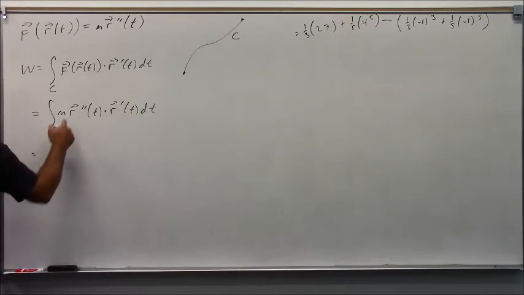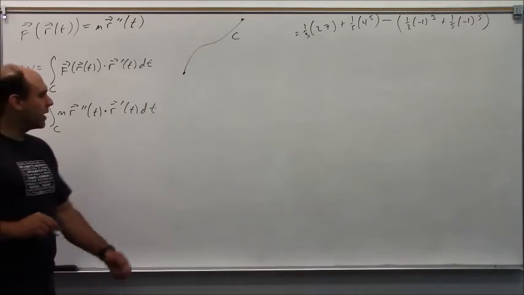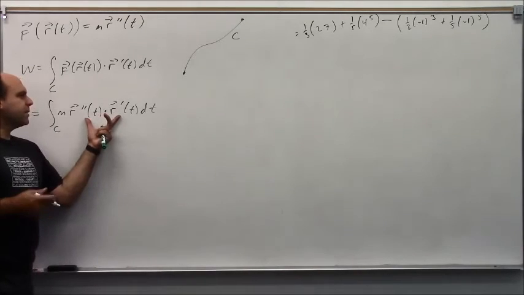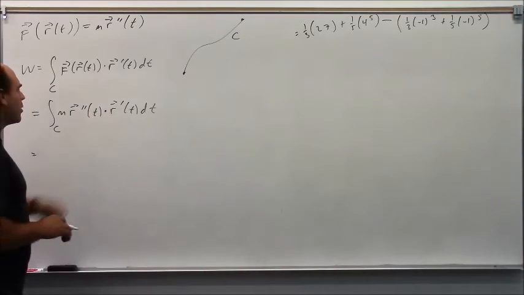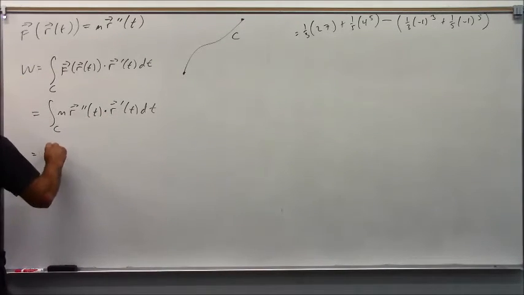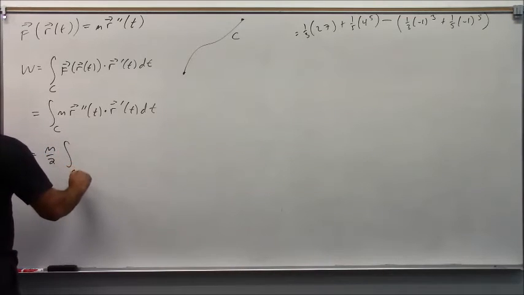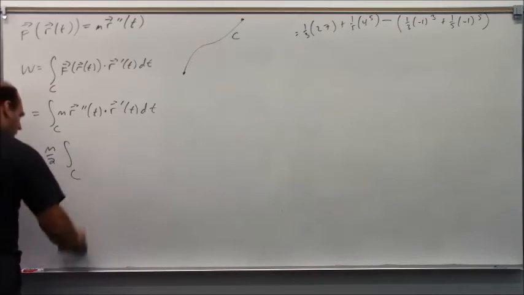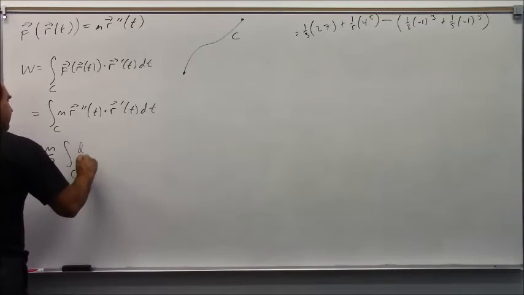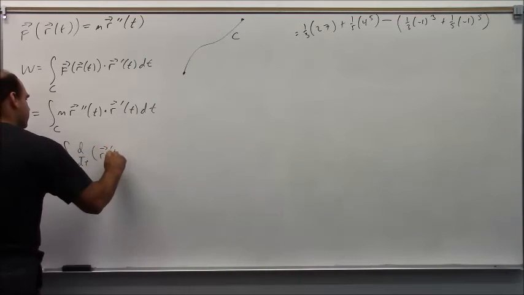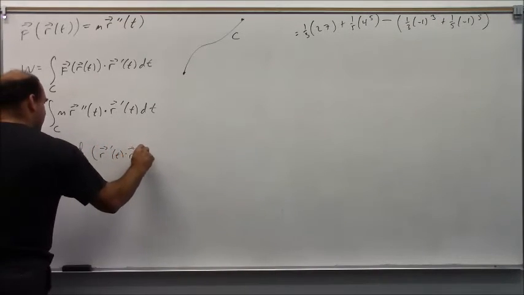And if you squint your eyes just right, you can recognize this as being pretty much the derivative of r prime of t squared. So I'm going to write it in here, and then we'll investigate it and see why that's correct. I shouldn't say squared, I mean dot with itself.